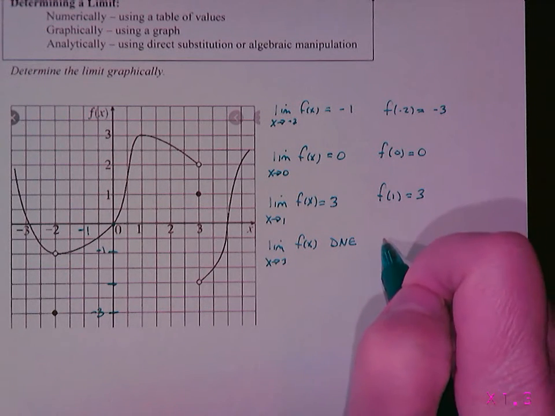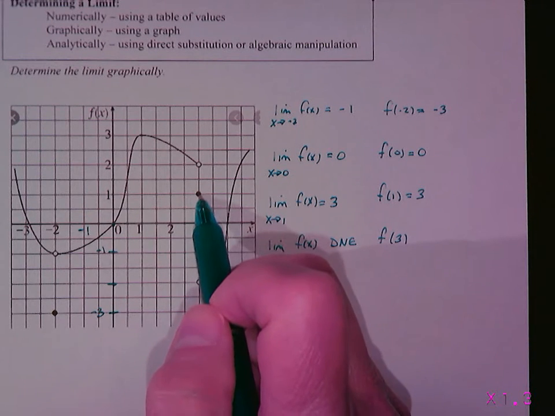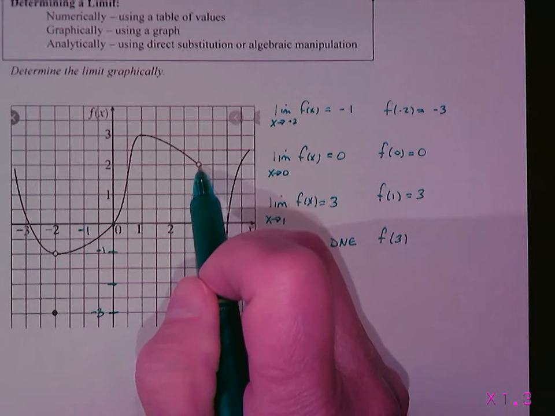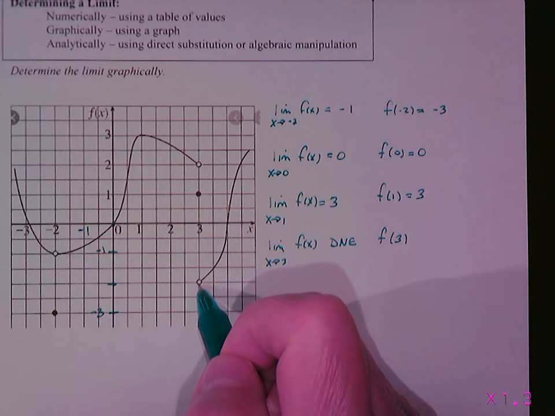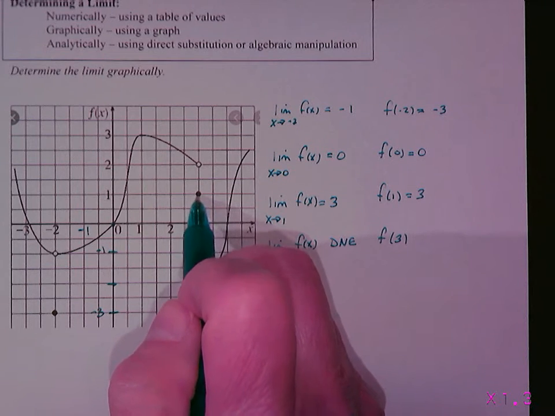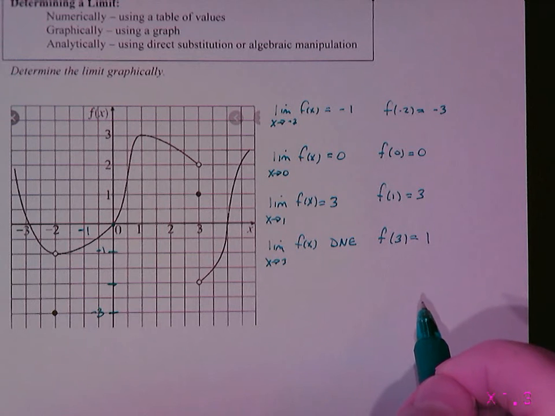The function value does. When x equals 3, see this closed-in circle? That's what y actually equals. It's an open circle here, y does not equal that. It's an open circle here, y does not equal that. This is a closed circle, so y is equal to 1 when x equals 3.